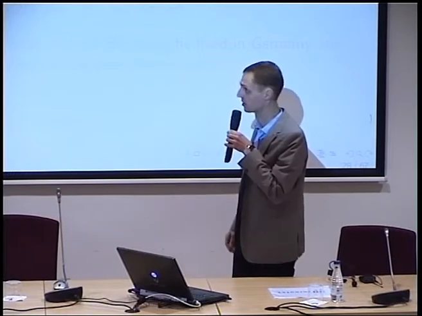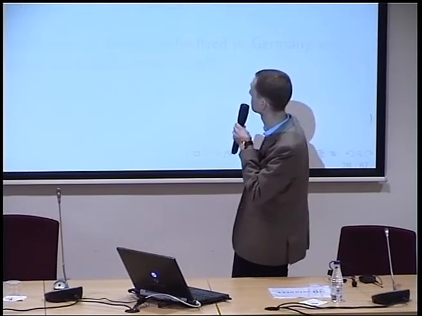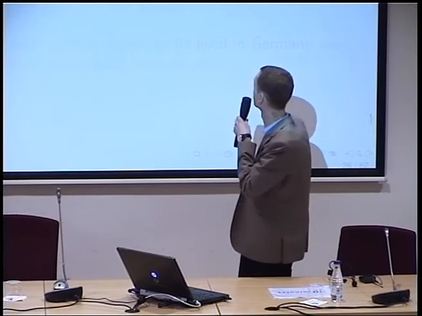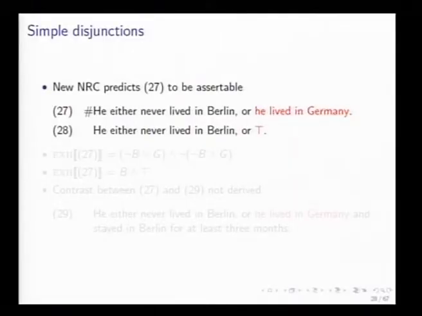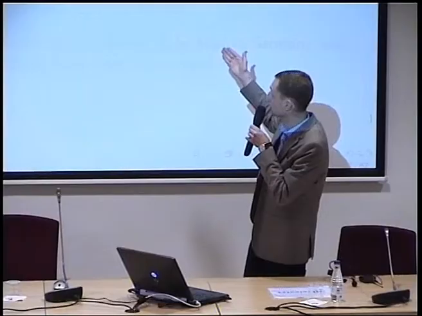No problem. So remember, there was another problem which we raised for Gennaro's account, which had to do with the non-assertability of 27. He either never lived in Berlin or he lived in Germany. When we apply what we have so far to 27, we have to compare the exhaustification of 27 to the exhaustification of 28: he either never lived in Berlin or the tautology, where we replaced the potentially redundant material with a tautology. As it happens, the exhaustification of 27 will give you, again, the exclusive interpretation for this disjunction.